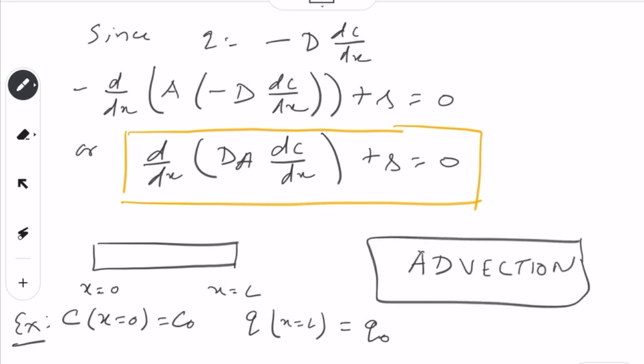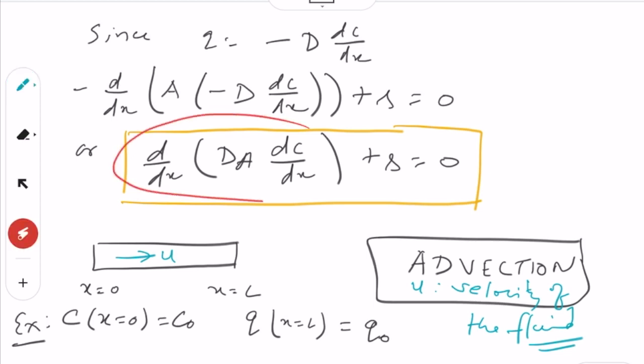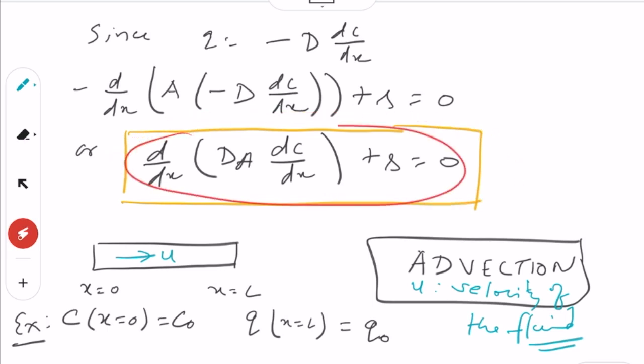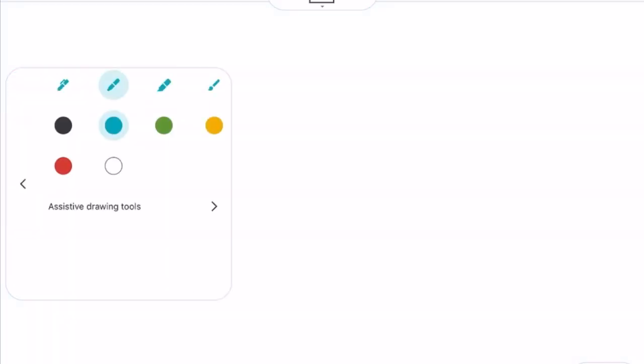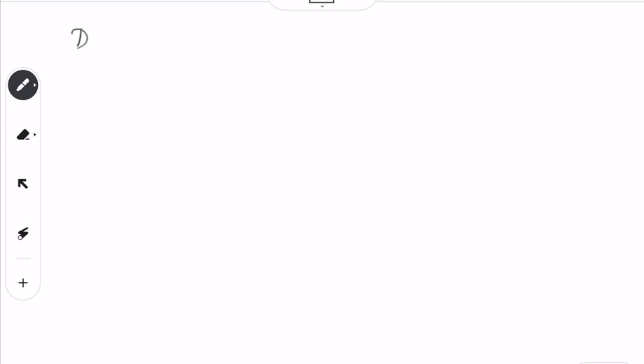So there may be some advection. Advection is because of the flow. So it is possible that you also have some u, a velocity of the fluid as well, which is coming. Advection means the velocity of the fluid is also there. In that case we have to add the advection term, and we will have a little bit different strong form. So let us see what happens if you add advection. So, diffusion with advection.